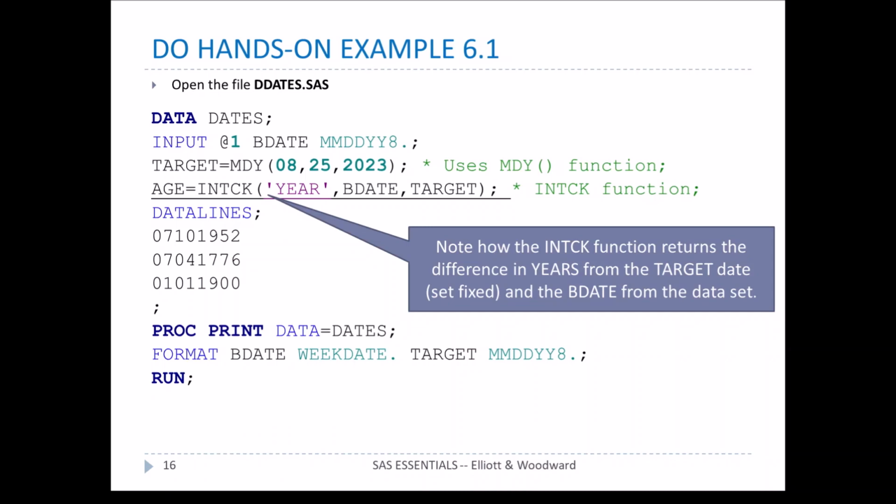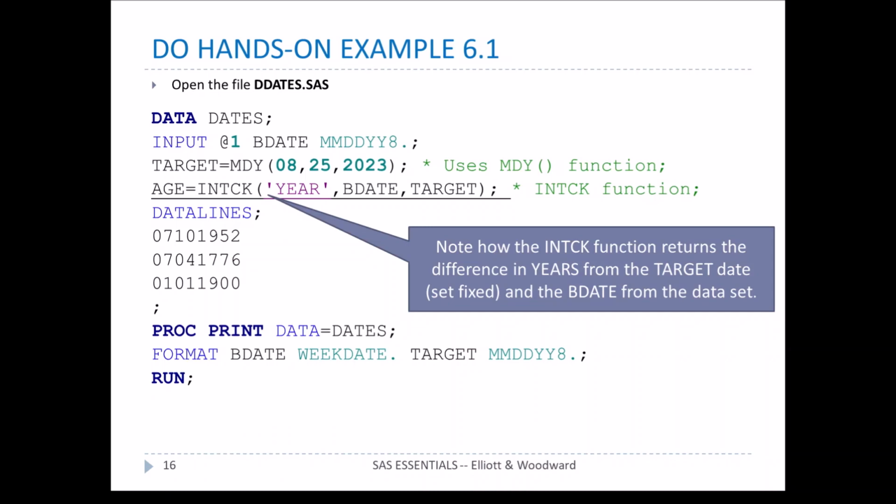We have the target, and then we're going to create a value called age, and we're using a function called intck. That's going to return the integer of a difference between two values. Here we have the designation year, and then bdate and target. So it's going to return the number of years between the birth date and the target date. If we put month in there, for instance, it would return the number of months between those two values.